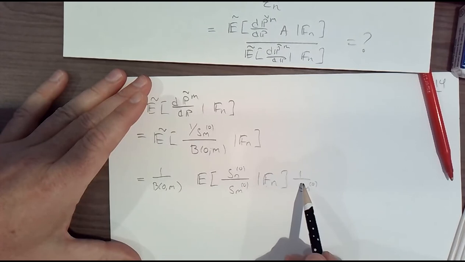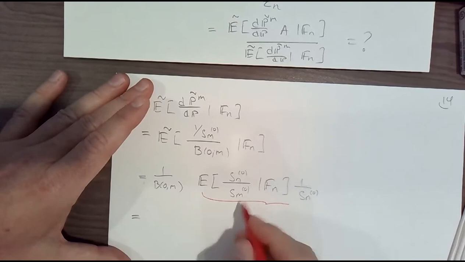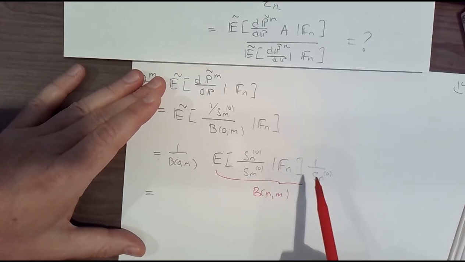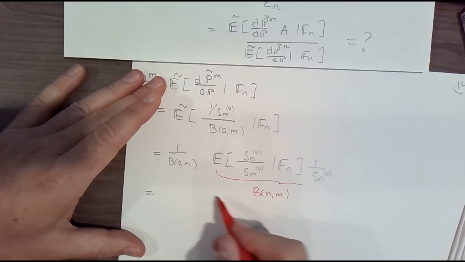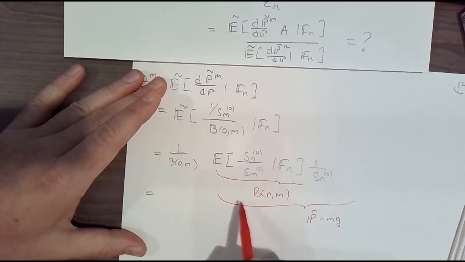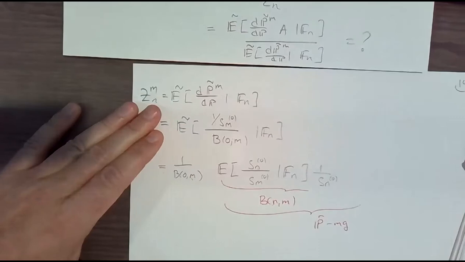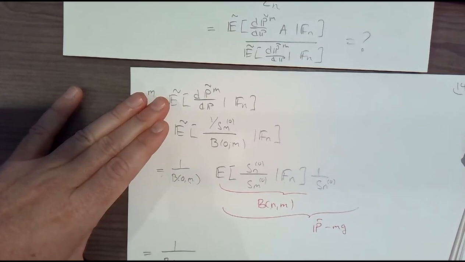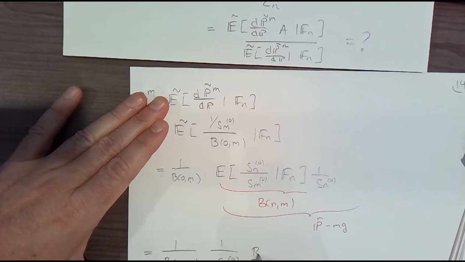And the reason I do it is because this quantity here is exactly my zero coupon bond at time n. And I know when I discount, I'm going to get a martingale, right? So this quantity here is indeed a martingale. This here is a P tilde martingale. And this is a constant. So a constant times a martingale, you still have a martingale. But all in all, what does this show me? What is the bottom part? Well, the bottom part is this: 1/B0M, 1/Sn0, and then the zero coupon bond, BnM. That was the bottom part in this expression.